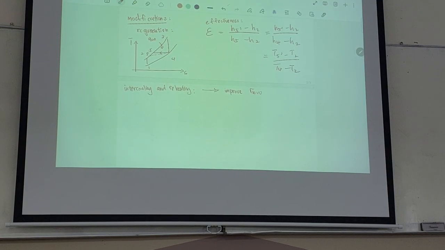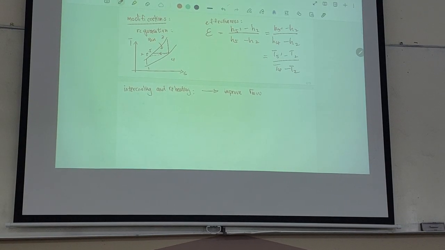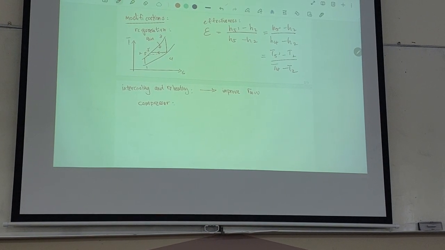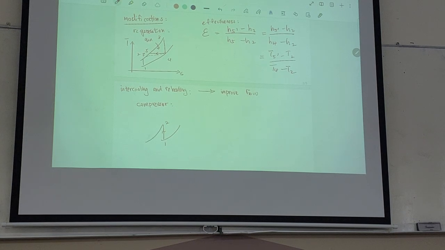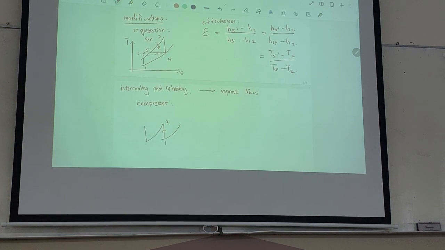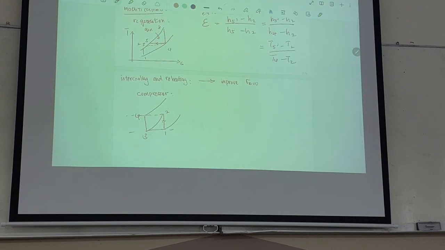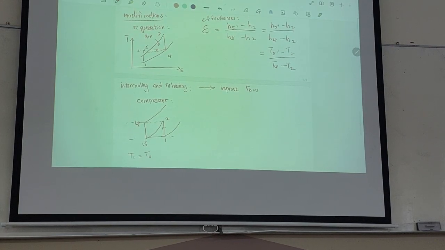Okay, so what happened here is this. If we look at the compressor, rather than just compressing it one time up, we compress it one more time. So here we get 3 and 4, before it goes to the heat addition process. So usually we keep this at the same level, so that T1 equals T3, T2 equals T4. So this is the intercooling.